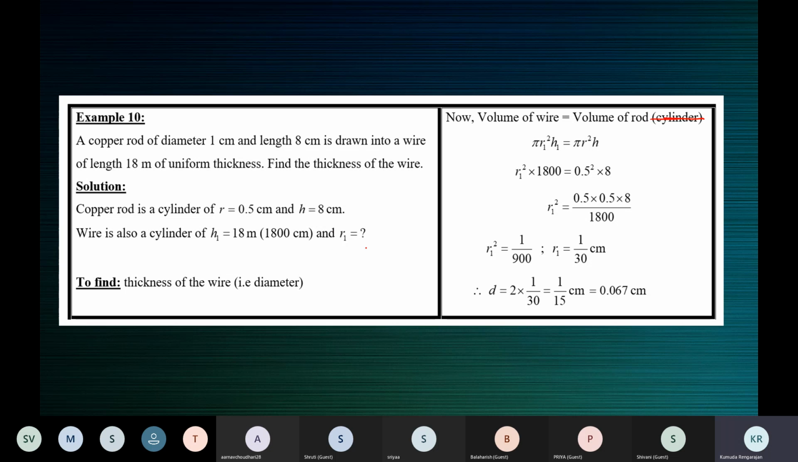You can use 1 by 2, children. Please use 1 by 2 and calculate. If the diameter is 1, the radius is 1 by 2. You can also use 0.5, not wrong. I think a fraction will be more comfortable. r is 1 by 2.